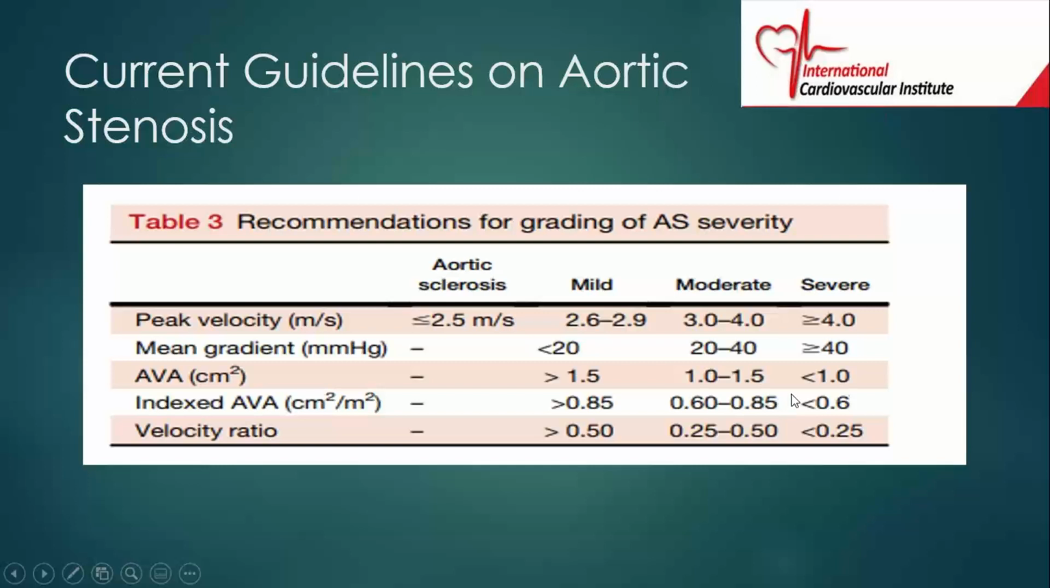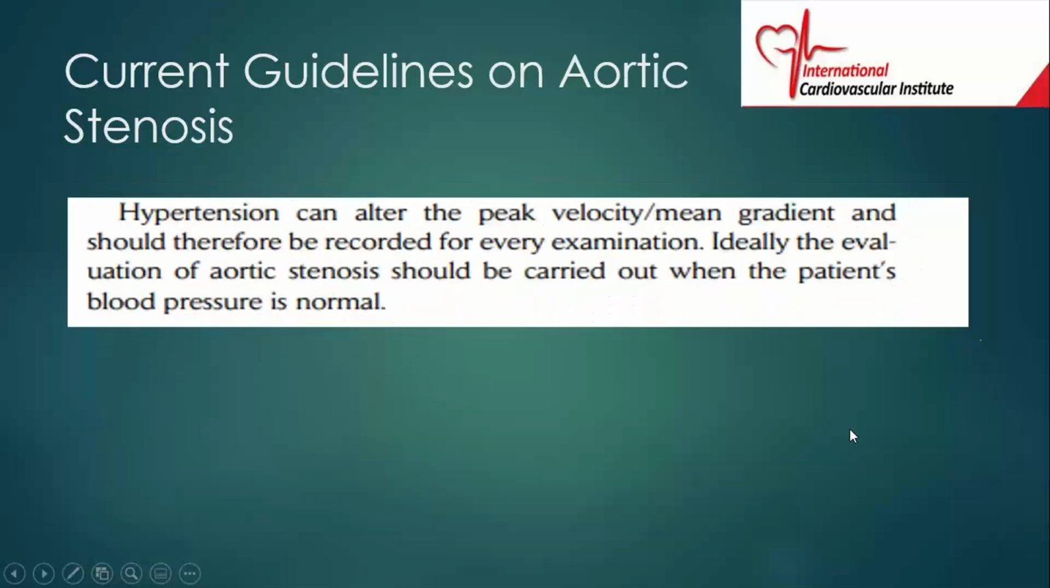For small individuals, you can index the valve area. So we just divide the valve area by the body surface area, and if it's less than 0.6, then it's usually severe. And then we talk about the dimensionless index. You can do it with the VTI. You can also do it with the velocity. So anything less than 0.25 is severe. So, you know, this is straightforward.